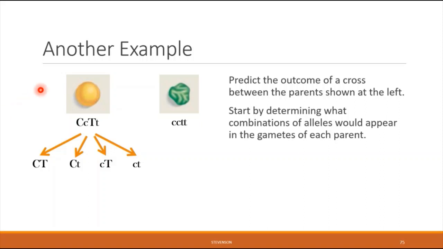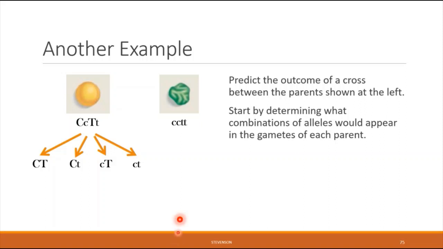And you can't have 2 of the same letter because, remember, in real life, these letters represent alleles. And this parent is only going to pass down 1 allele or 1/2 of its genetic content for this particular trait. If you write down capital T, lowercase t, what that means is the parent is passing down 2 alleles for texture and no alleles for color, and that's not right.